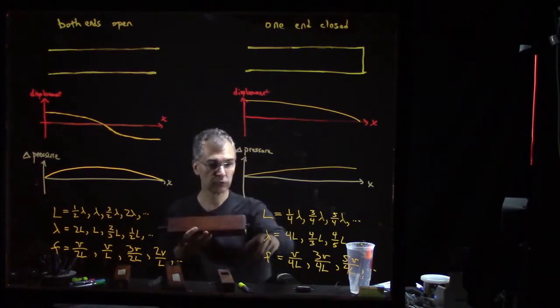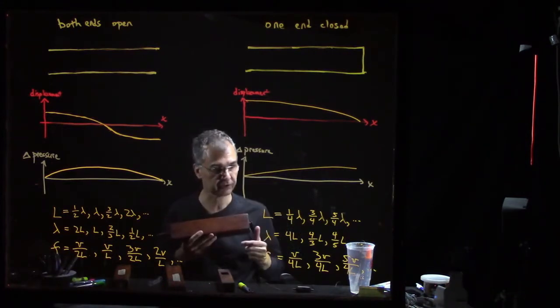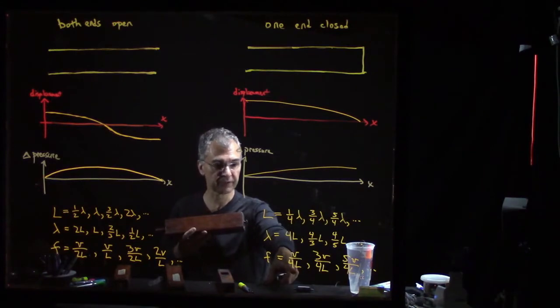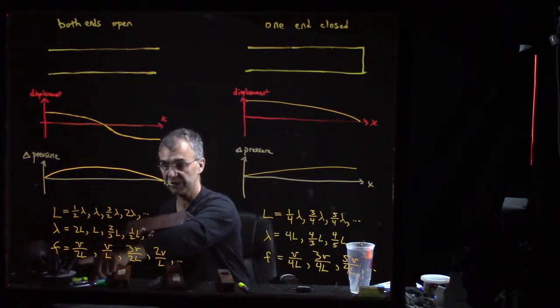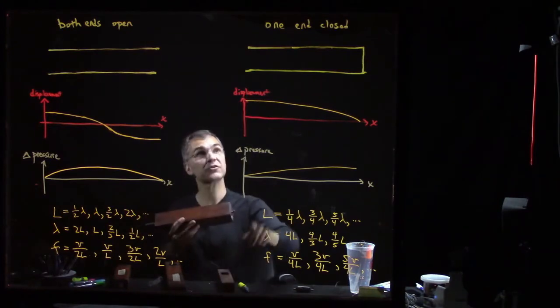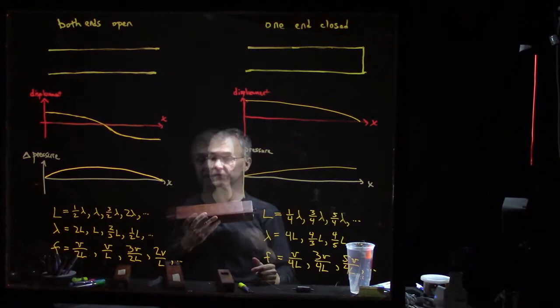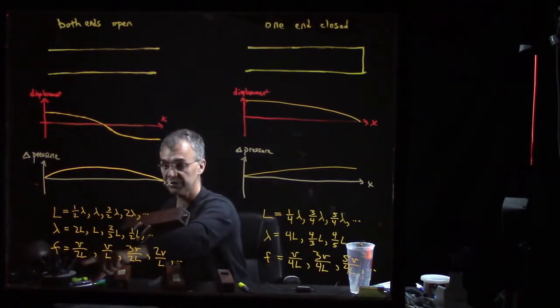But in any case, what you see is that for the lowest mode, and the lowest mode is the note that you sense that I'm playing, is the wave speed divided by 4 times the length, whereas for the both ends open case, we had the wave speed divided by 2 times the length. If I want to play the same note with the both ends open versus a one end closed, to get this frequency to match this frequency, this length would have to be twice as big.